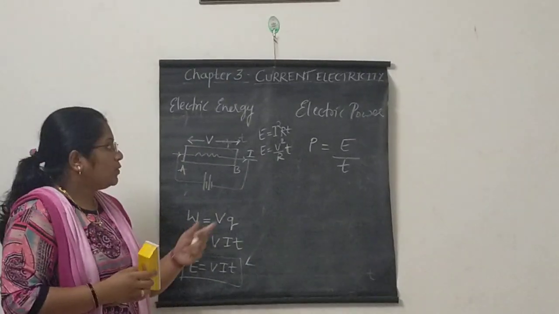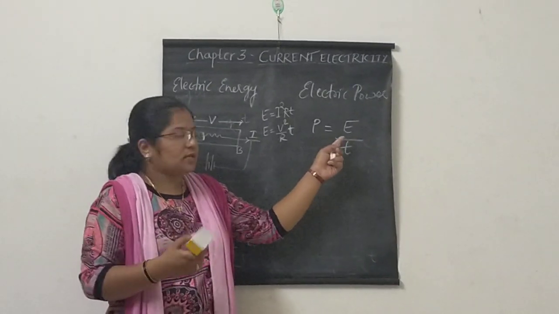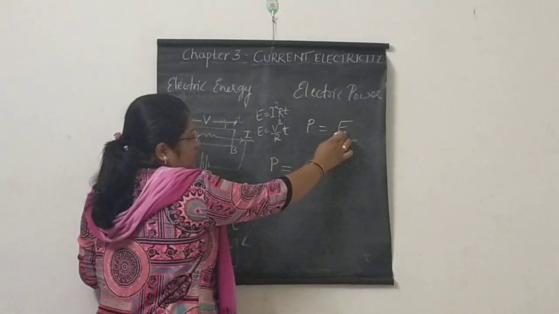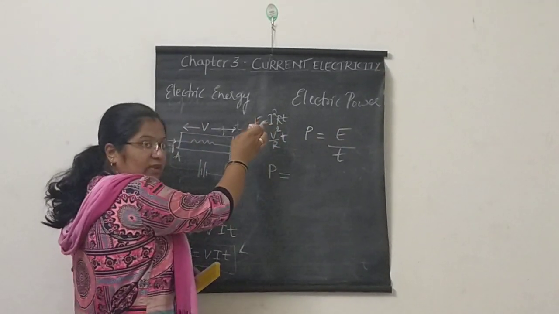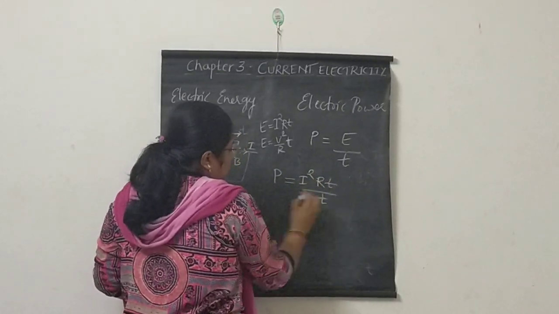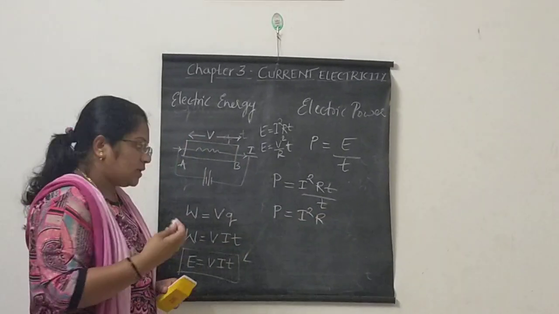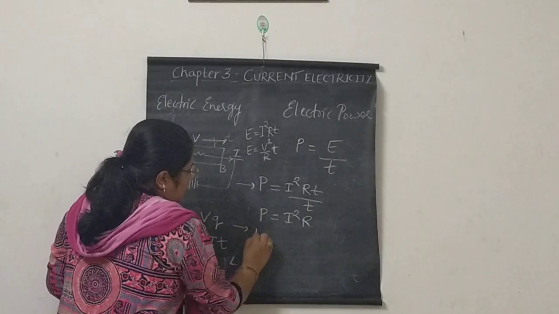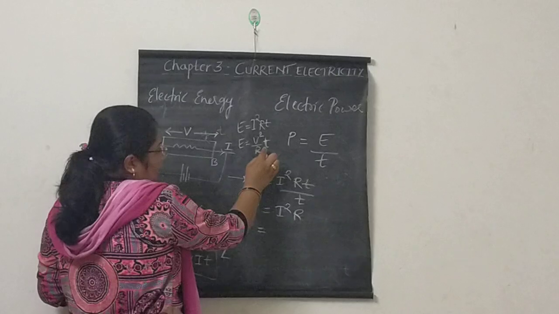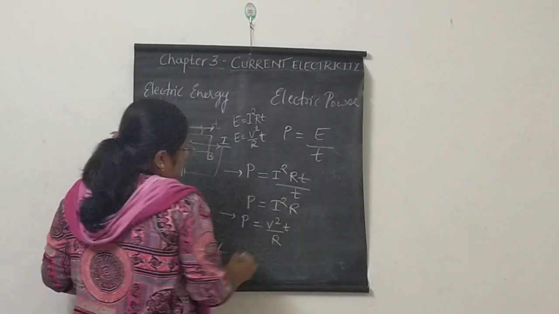Okay, so what I told you, electric power is nothing but energy per unit time, or the work done per unit time. So instead of E, you use the first form of electric energy there, I square R T divided by T. So you have P is equal to I square into R. Now you use the next thing. Next what we have, P is equal to E by T. In the place of E, V square divided by R into T.